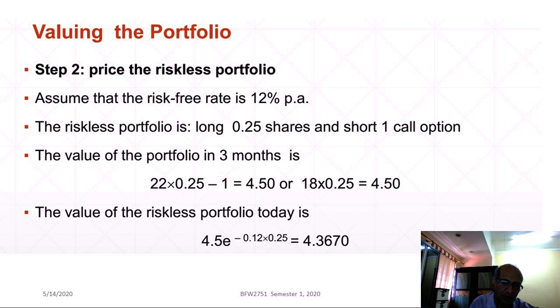So the value of the portfolio in 3 months is, you just substitute the 0.25 into the value of 22. In 3 months' time, it's going to become 22 times 0.25 minus 1, which equals 4.5, or down it will be 18 times 0.25. It must satisfy. You see, both sides come to 4.5. So the value of the riskless portfolio today is just discounting the 4.5 to now, a continuously compounding kind of discounting. That's why I use minus 0.12 times 0.25. So you got it as 4.3670. Don't mistake this as the premium. This is the riskless portfolio value.